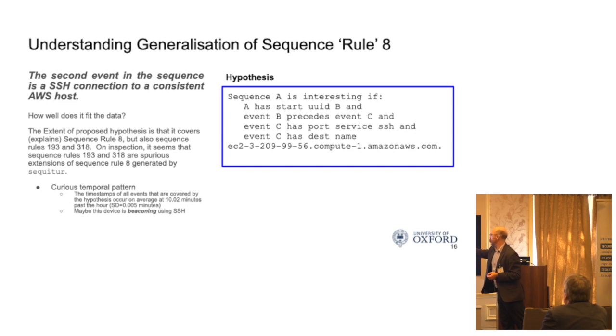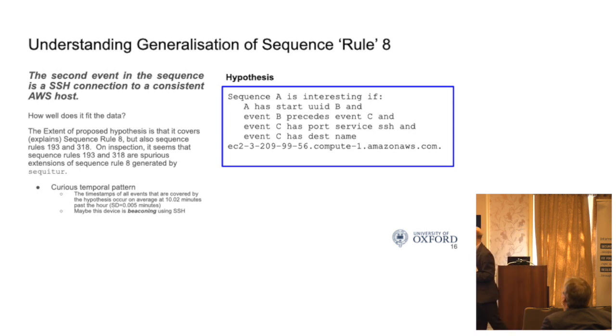So after doing that search, it comes up with this much shorter, more general rule that says this sequence is interesting if it starts with a particular UID event B, and B has another event. Event B we're not particularly interested in, but we're more interested in the following event, which is event C, which is an SSH connection to a particular device.